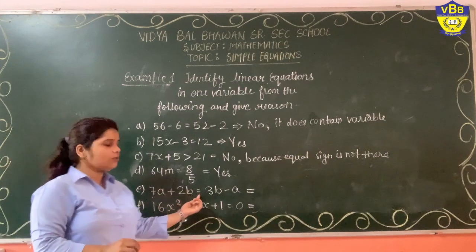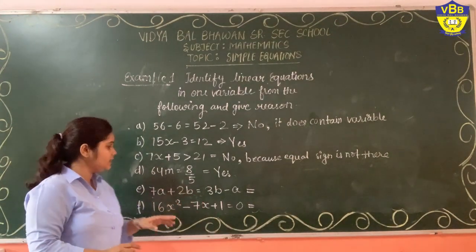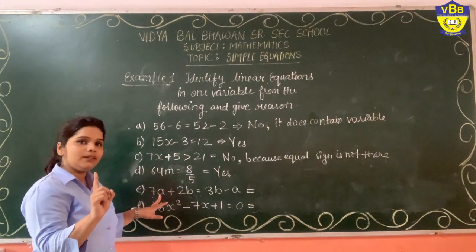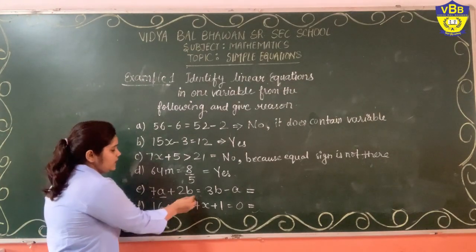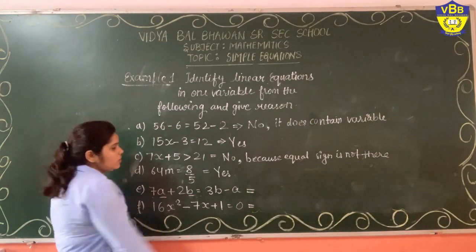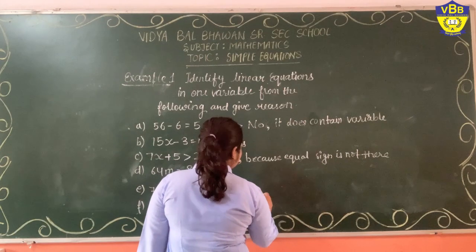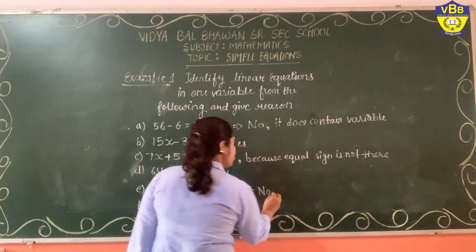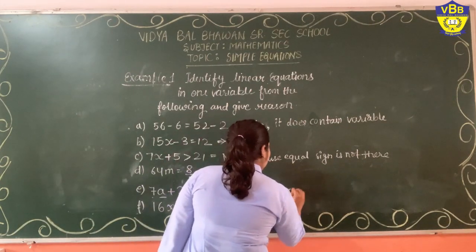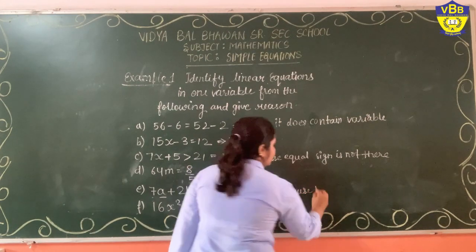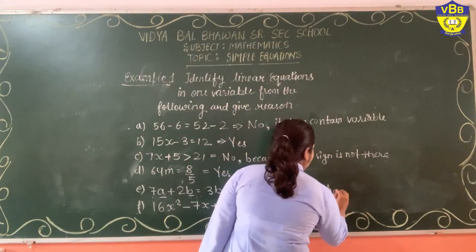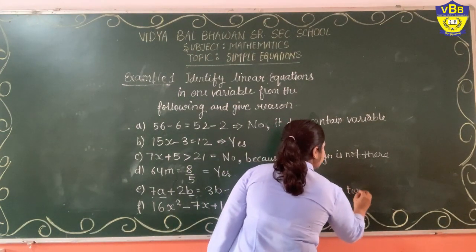This one, is it an equation? Yes, the equal sign is there. Does it have only one variable? No, it has two variables, A and B. So it is not a linear equation with one variable. Why? Because the equation has two variables.